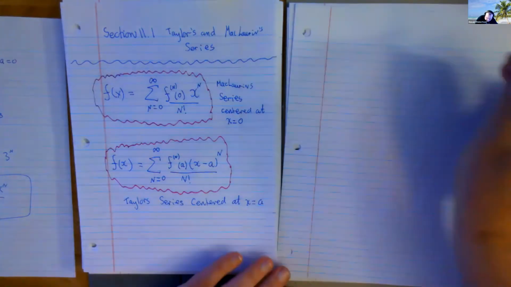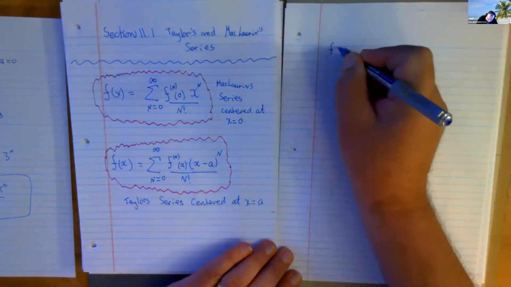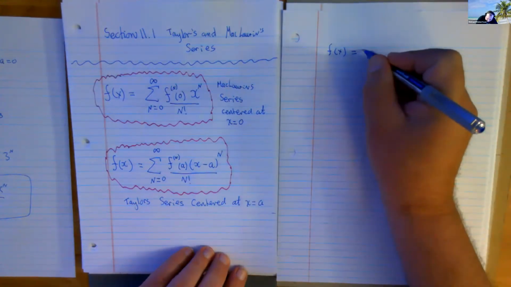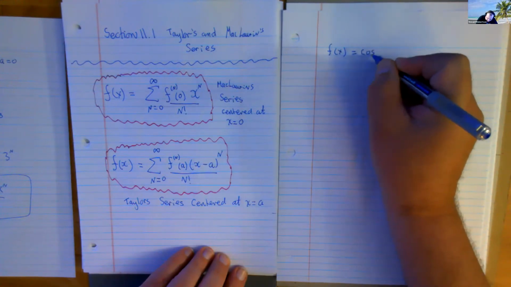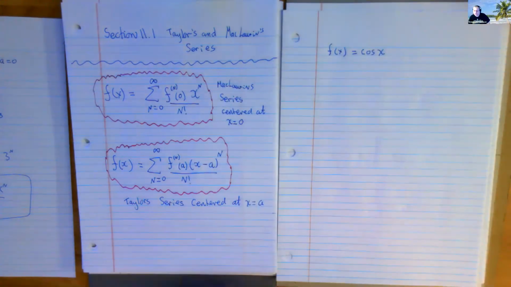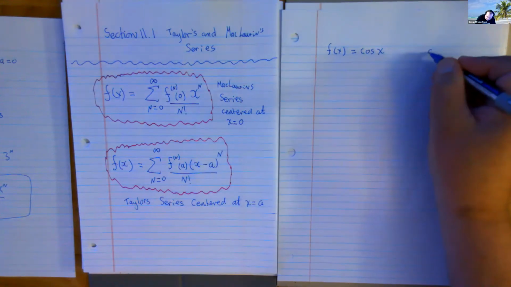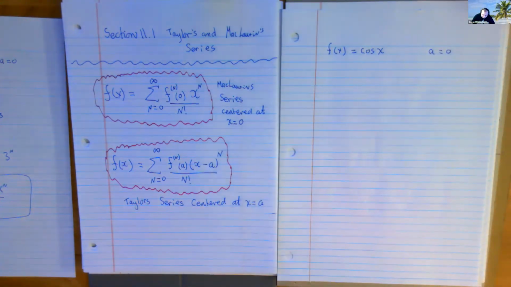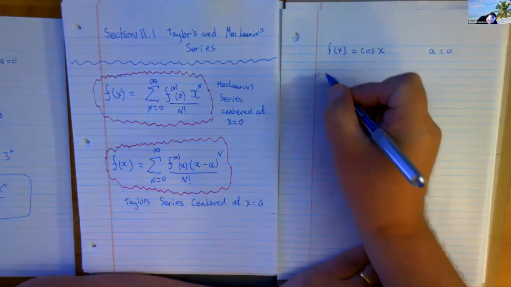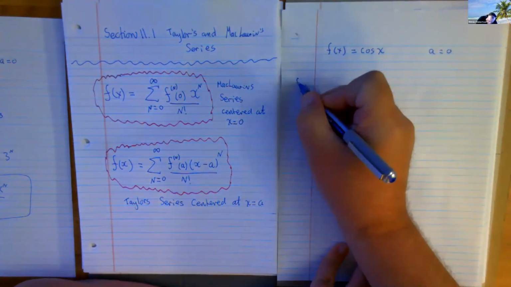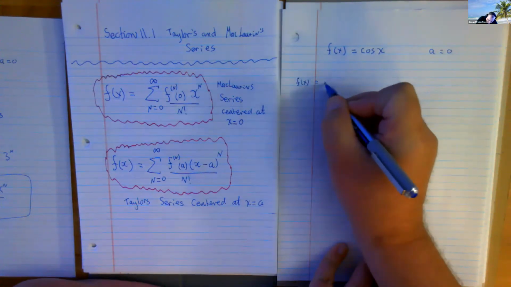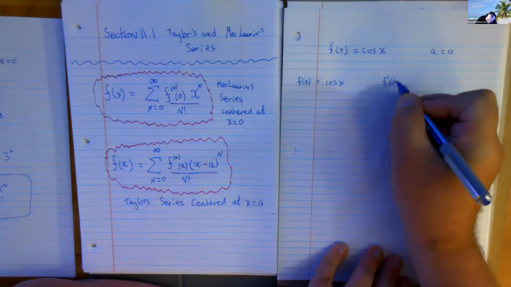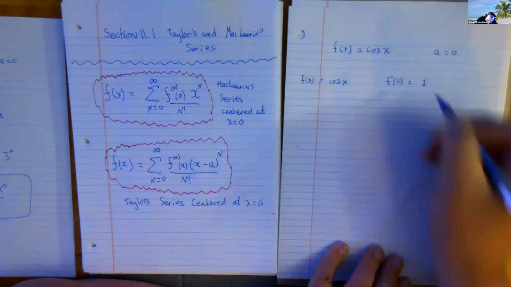Let's try and find a Maclaurin series for cosine x. And let's center it at 0, which means it's a Maclaurin series. I guess I should start again because I need more room. That wasn't too painful.